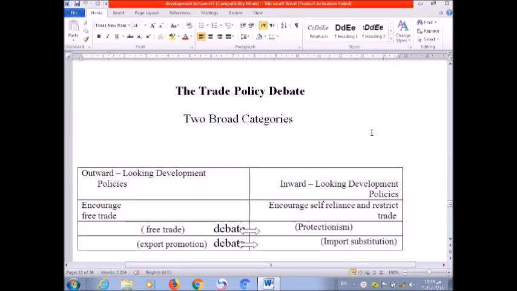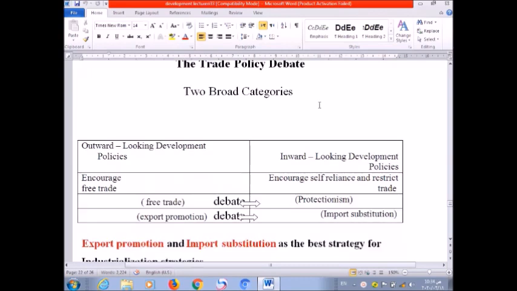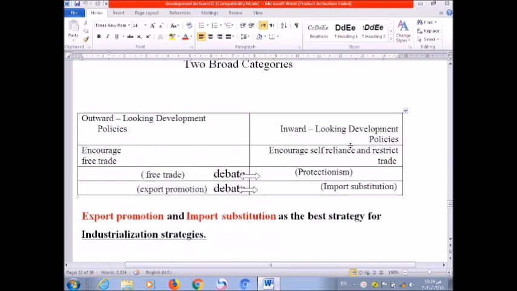Today we review the previous lecture, the trade policy debate. We have two broad categories. First, outward looking development policies. Second, inward looking development policies. The first one, outward looking development policies, encourage free trade. Inward looking policies encourage self-reliance and restricted trade.